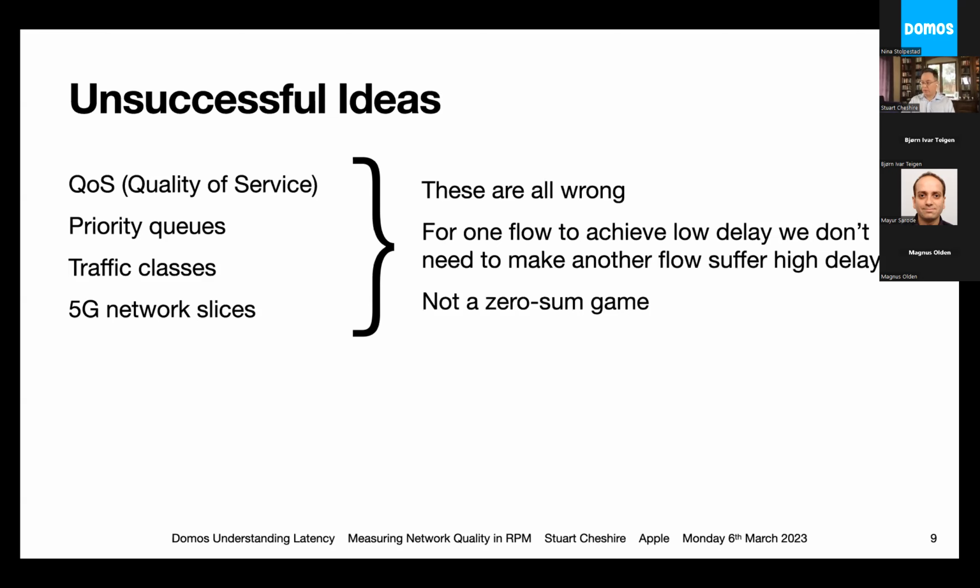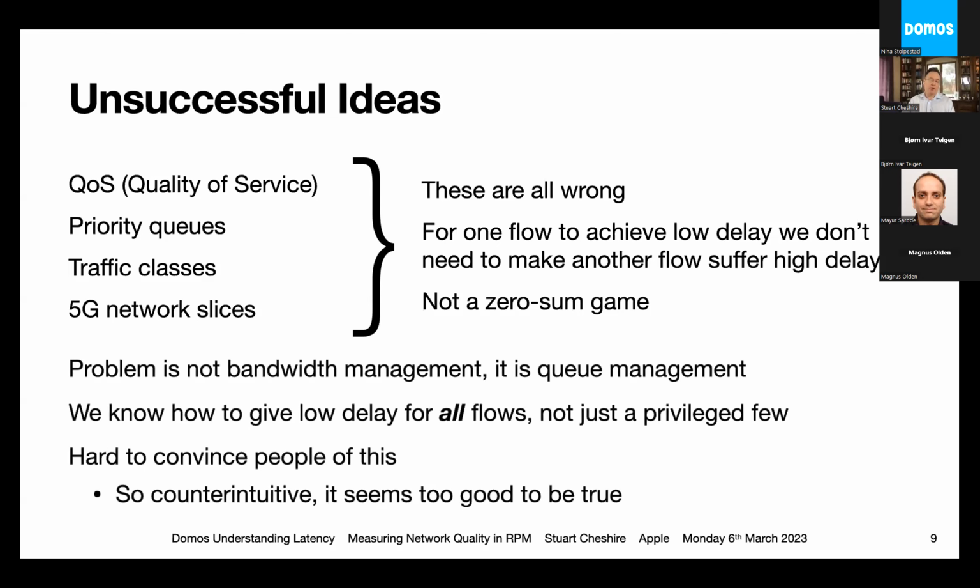Bandwidth scarcity is not the problem. The problem is how we manage the queue. The problem is not the quantity of network we have available, it's the quality. And the good news is we know how to give low delay for all flows. And that really simplifies this, because when every flow has low delay, we don't have to decide what's more important, what special privileged applications get the good treatment, because they all get good treatment.